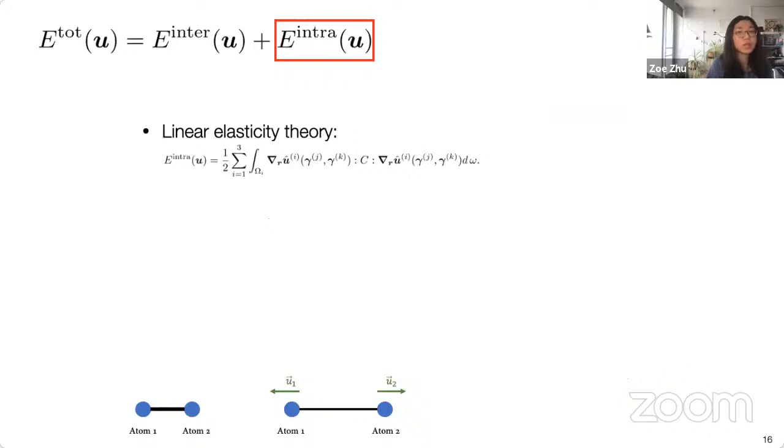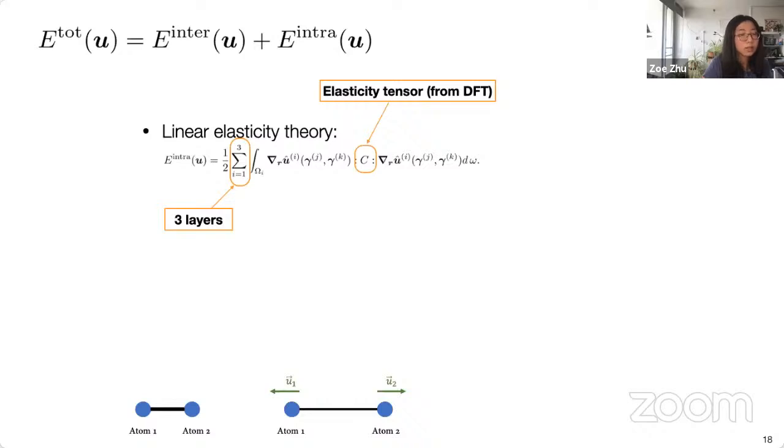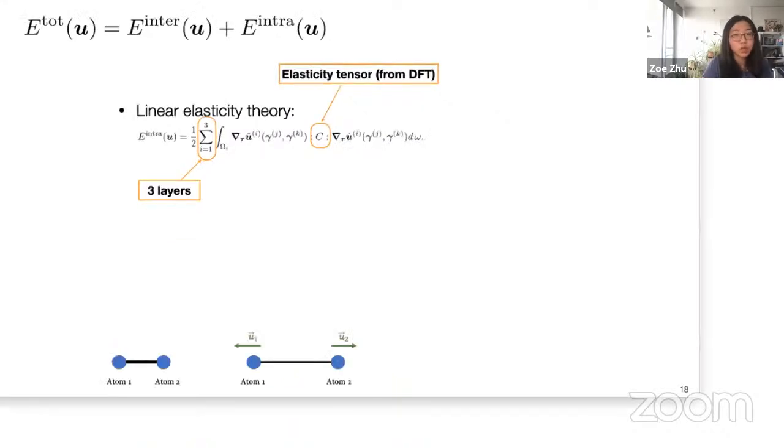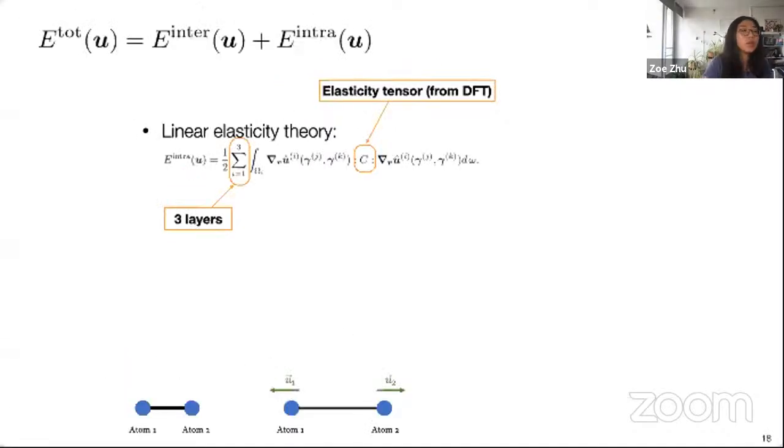The second term, the intralayer energy, is basically described using linear elasticity theory. Again, we sum over the 3 layers, and the C here is the elasticity tensor, which we also obtain from density functional theory by applying strain and shear to a unit cell and doing a quadratic fit.